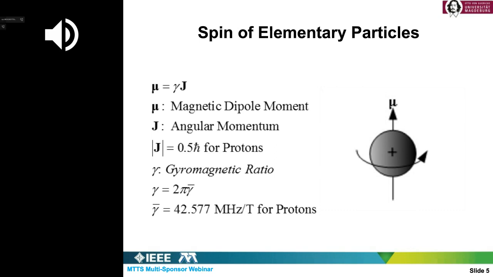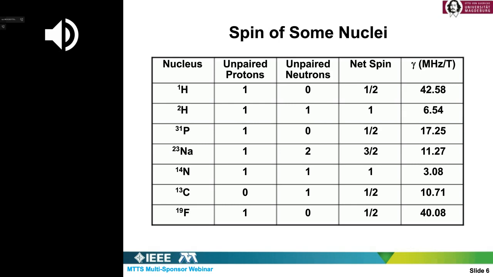Let us look at some of the known nuclei. For example, the isotope H1, which represents the high percentage of hydrogen. We have just one proton. We don't have any neutron. And the net spin is 1/2 multiplied by Planck's constant. And the value of the gyromagnetic ratio is 42.6. If you consider the isotope H2, which has, besides the proton, an additional neutron, you have 6.54.